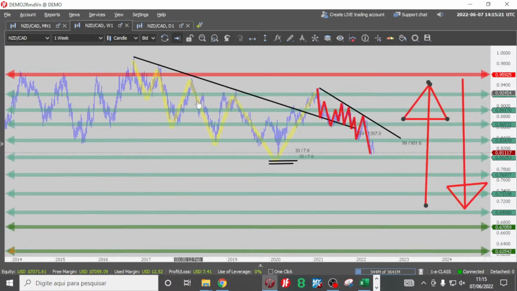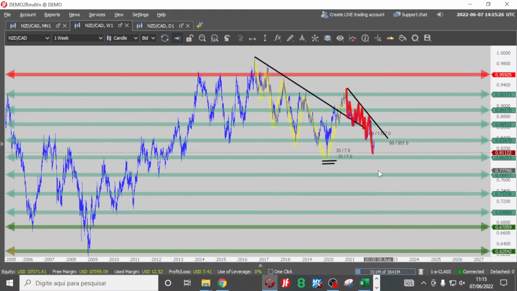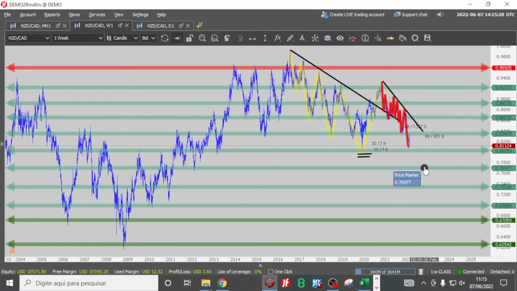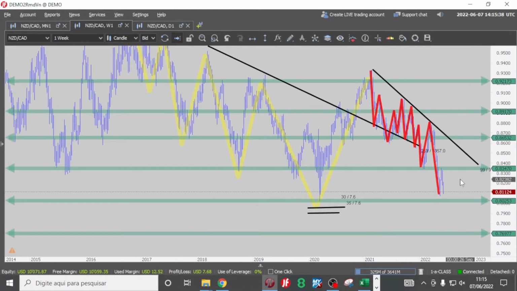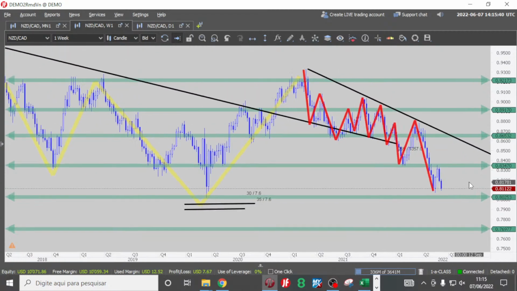Then this is the weekly. Everybody says short. Yes, correct. This is the weekly. Okay, you see the yellow market structure, and you see the downtrend lines, and you see the red short-term trend from the weekly, right?